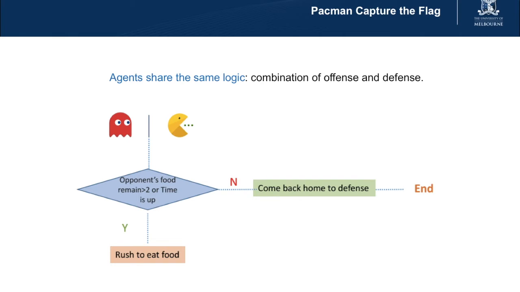In the current design, two agents have the same logic. Both of them can attack or defense, but the main focus is usually on attack, since the sonar system of Pacman is not that great. Specifically, if the number of remaining opponents' food is larger than 2, or the time of this game is almost up, the agent would come back home to defense. If not, rush to eat food as much as he can.